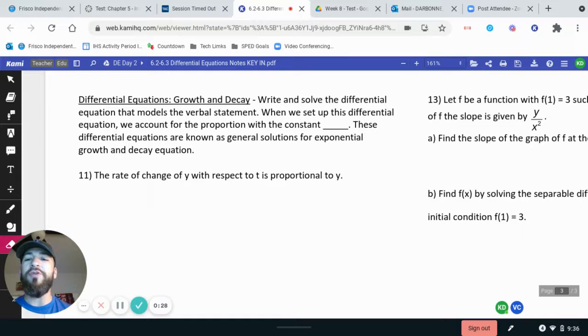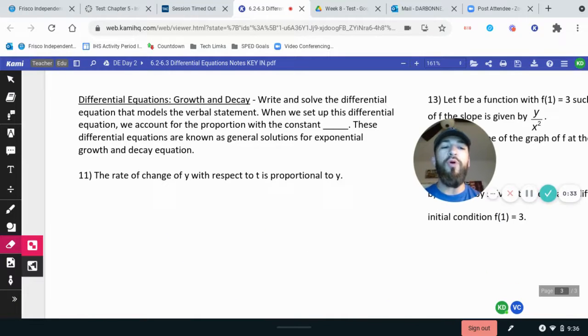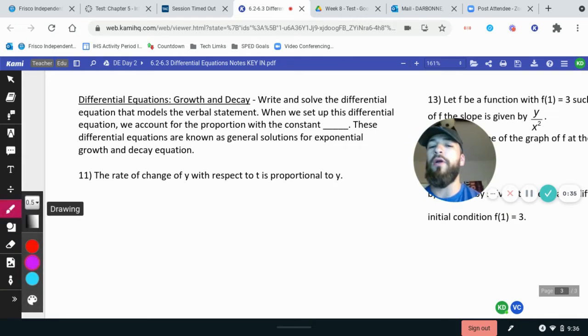When we set up this differential equation, we account for the proportion. So you're always going to see this word proportional, but we account for that word with the constant k. So I know we already have the constant c, our constant of integration. K is our proportionality constant. So these differential equations are known as general solutions for exponential growth and decay equations. So growth and decay, you should recognize it from exponential functions with algebra 2 and with pre-calculus. You know, your e to the something, your 2 or 3 or 4 to the something.